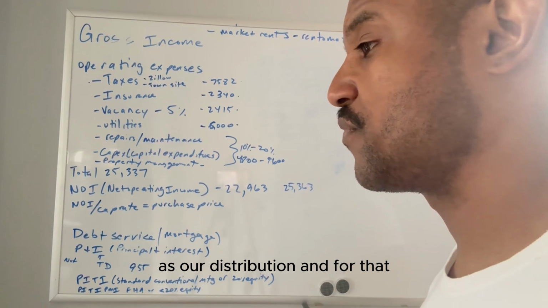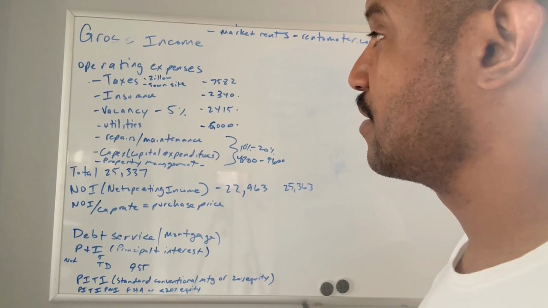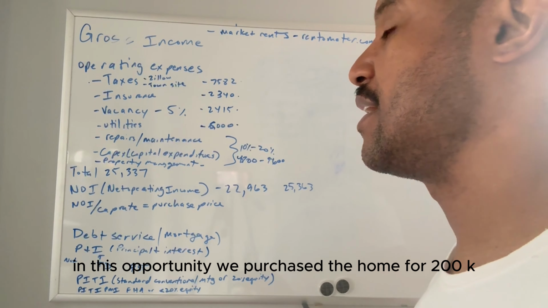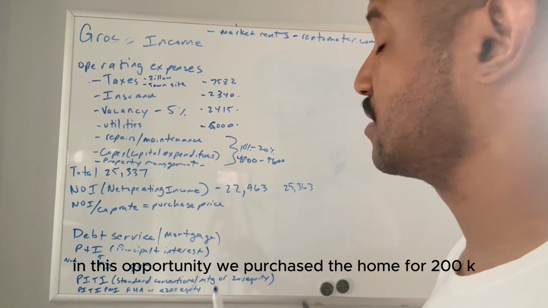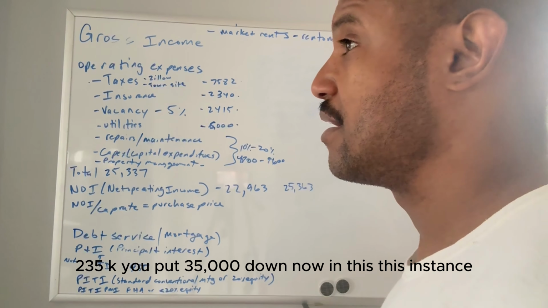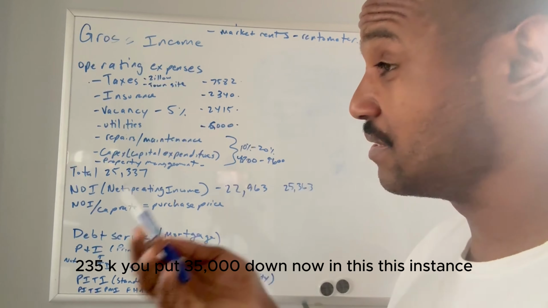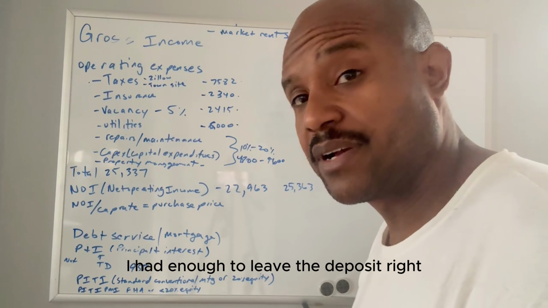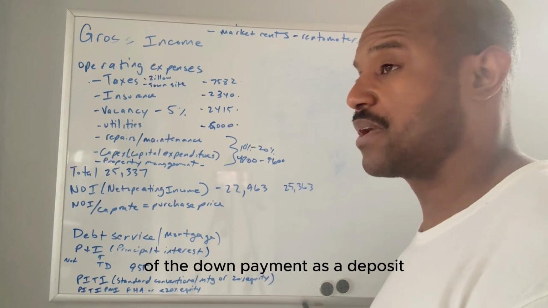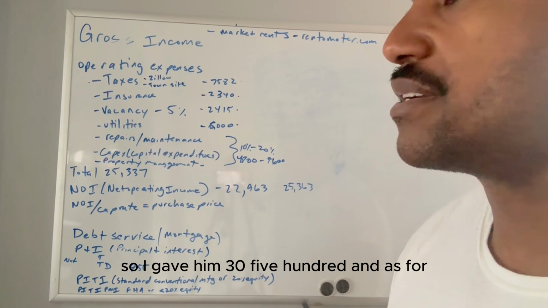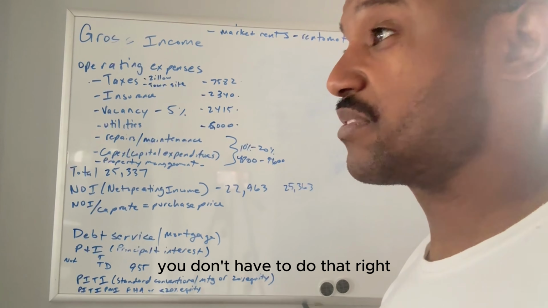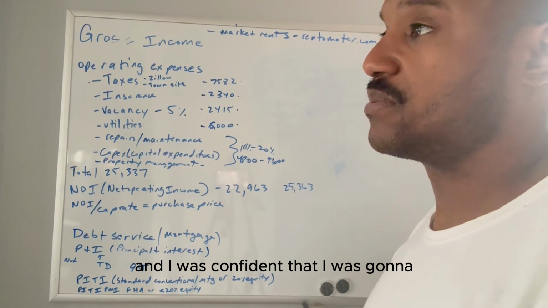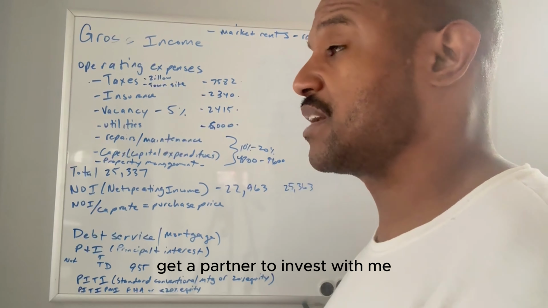Let me back up and say that in this opportunity, we purchased the home for $235K. We put $35,000 down. Now in this instance, I didn't have the money for it. I had enough to leave the deposit. The property owner requested 10% of the down payment as a deposit, so I gave him $3,500 in escrow. You don't have to do that, but I felt comfortable doing that because I knew it was a good opportunity, and I was confident that I was going to get a partner to invest with me.